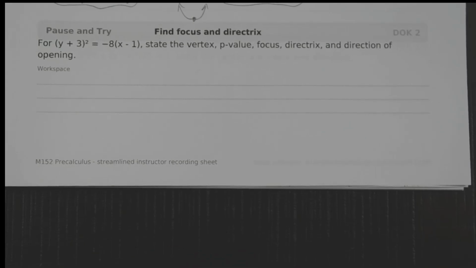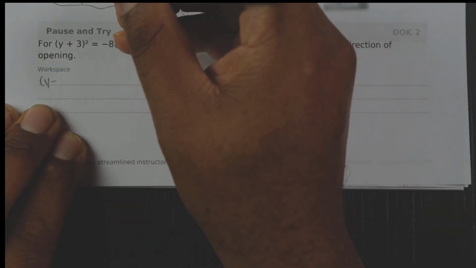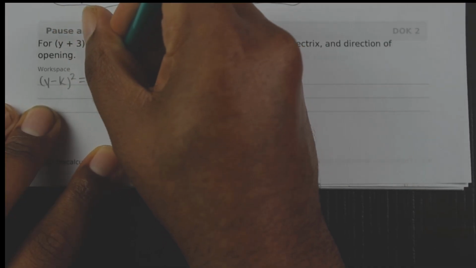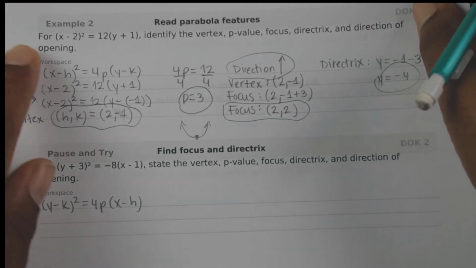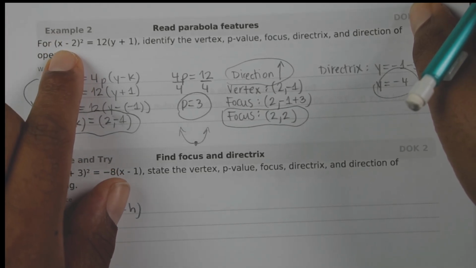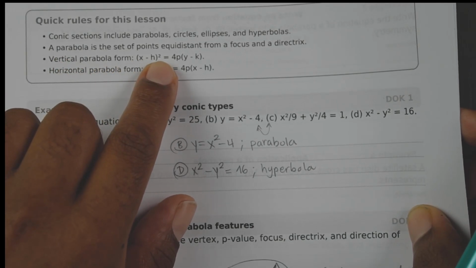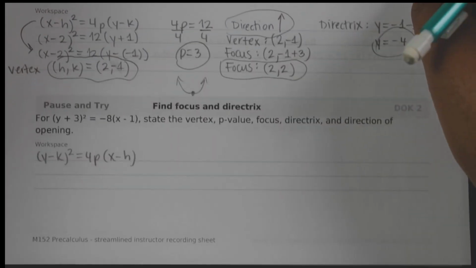Okay, so the horizontal parabola form is y minus k squared equals 4p parentheses x minus h. And I didn't explain this, but notice how I knew this. You're probably already tracking on it, but it's x minus h, so the same. So the vertical parabola, you see this will be a vertical parabola. Horizontal parabola is y minus k squared, etc. Okay.